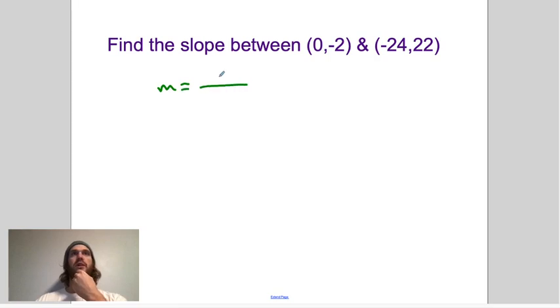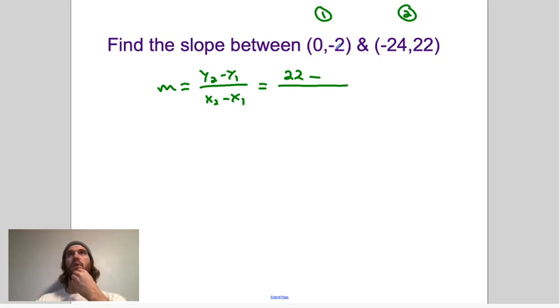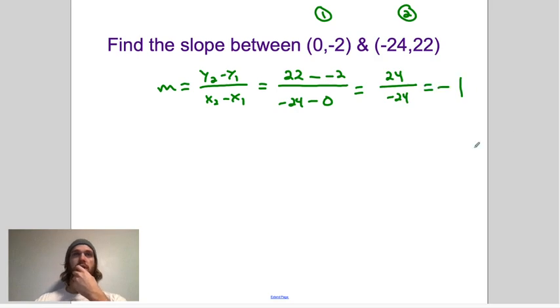So the slope here is, again, y2 minus y1 over x2 minus x1, which is equal to, in this case, 22. Okay, if I call this point 1 and this point 2, that would be 22 minus y1, which is negative 2, and then down here is negative 24 minus 0. So 22 minus a negative will be a positive. That's going to end up being positive 24 over negative 24 to give us the answer, negative 1.